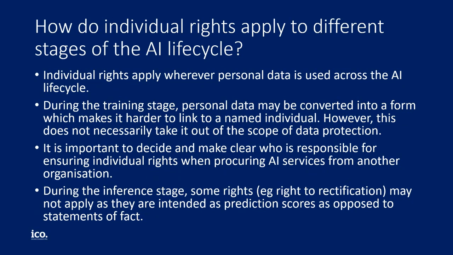Thanks, Ahmed. So I'm going to talk to you today about individual rights and how they can apply across the different stages of the AI lifecycle. Individual rights apply wherever personal data is used across the AI lifecycle. This therefore covers personal data that's contained in the training data, used to make a prediction during deployment and the result of the prediction itself, or that might be contained in the model itself. So AI creates or exacerbates issues relating to individual rights, and I'll talk a bit about them now.